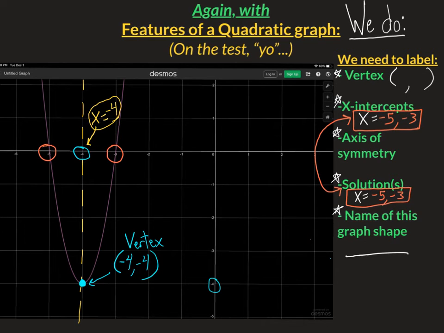And what is it called? Well, I've said it about 6 times now. It's called a parabola. Okay? Hopefully this is starting to connect some dots for you guys. You're getting the basics of this.